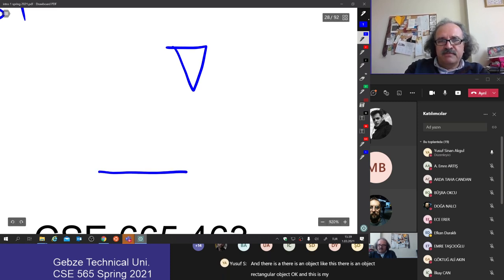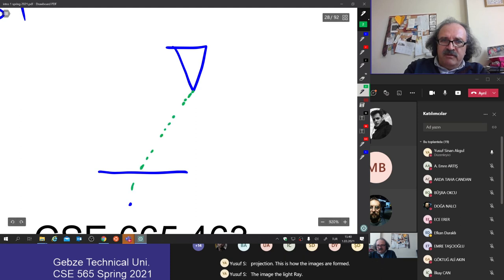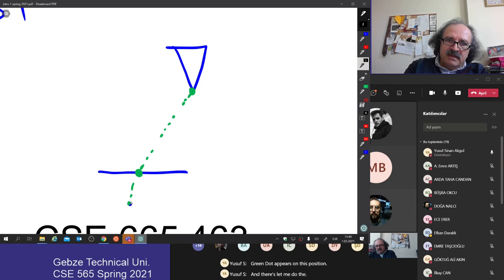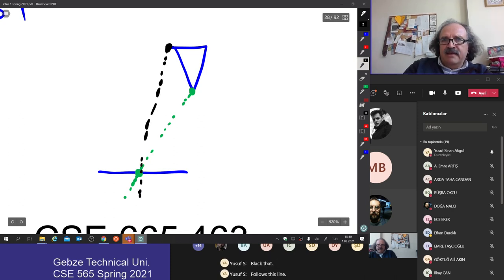And this is my camera here. Usually we do this, okay? If this is my camera, this is the center of projection. This is how the images are formed. The light ray follows this path here, and this green dot appears on this position. I will do the same thing again, but I made a mistake, sorry. I didn't do the green right. And this black dot follows this line.